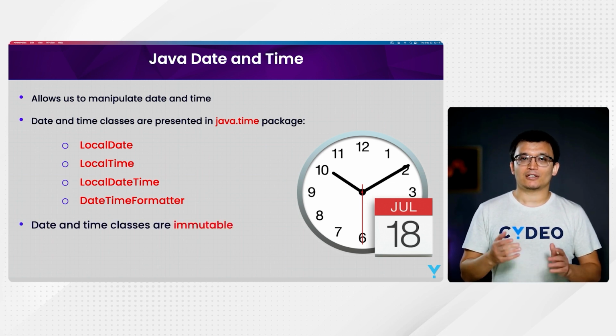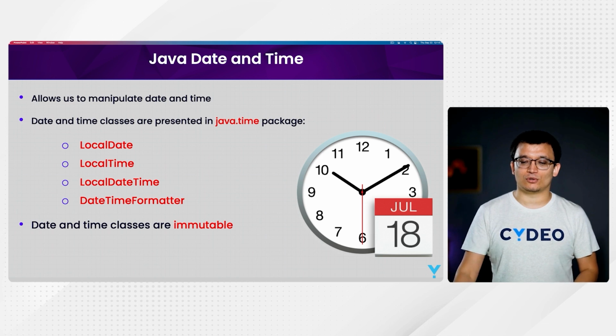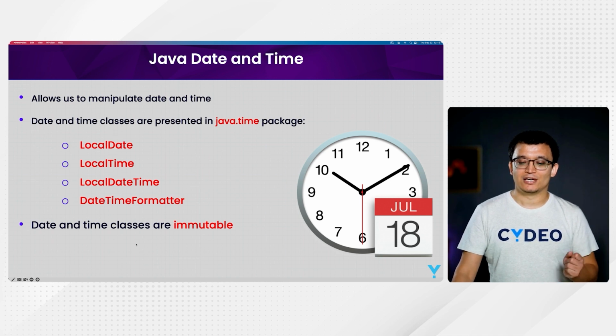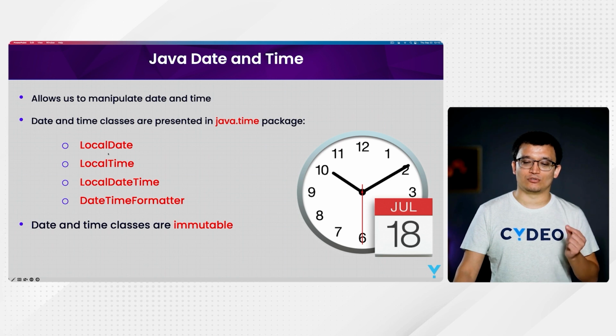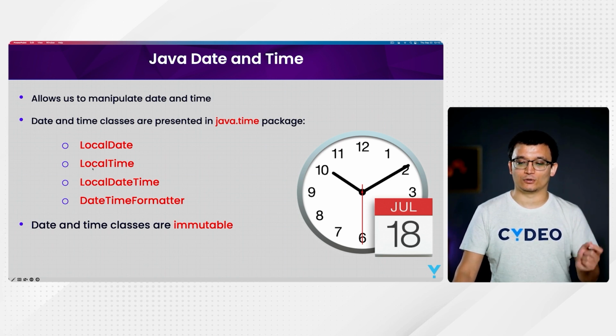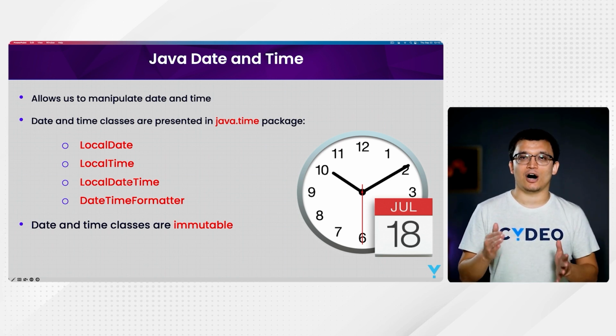All those classes, LocalDate, LocalTime, and LocalDateTime, are immutable. What that means is that if you create an object of one of those three classes, once it's created, it is unchangeable. You cannot make any modification to that object at all.